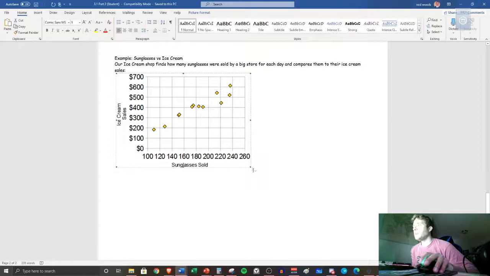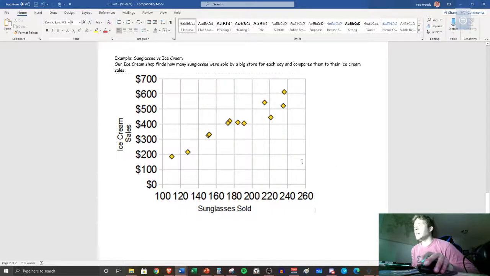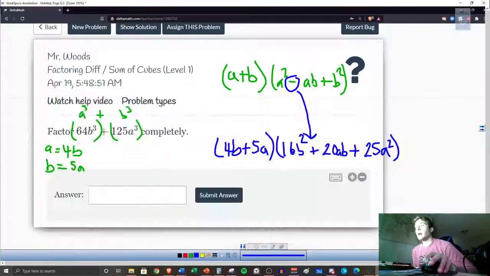Should feel strange, right? Because does sunglasses explain ice cream? No, it doesn't, right? They're not necessarily correlated in any way, and that's what we say. There's a famous saying in statistics, and you may have heard it before. Correlation does not imply causation, right? So just because there is a correlation, they do have a positive trend, that doesn't mean that selling sunglasses is causing the ice cream sales to go up.